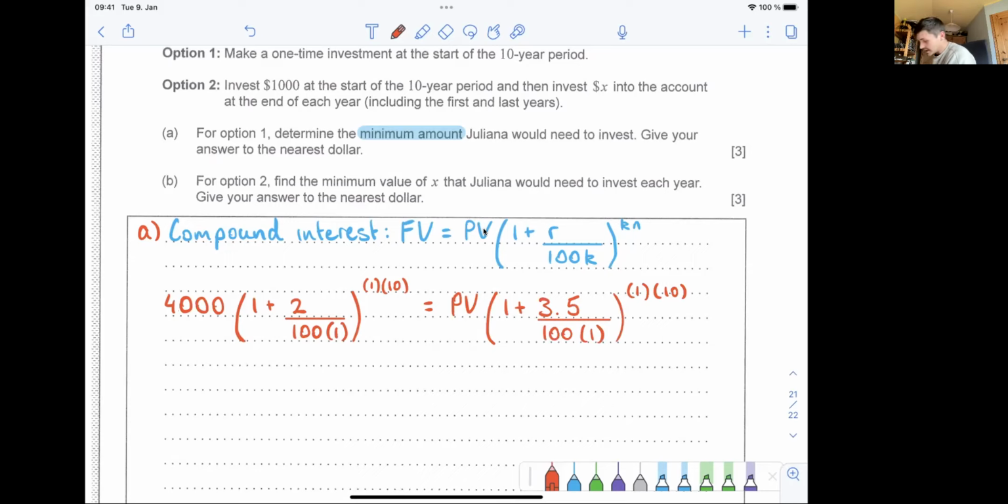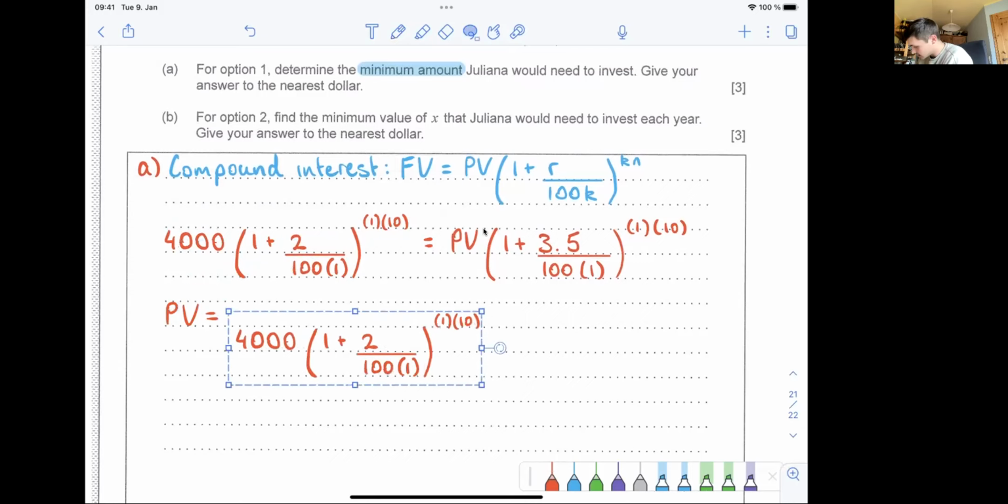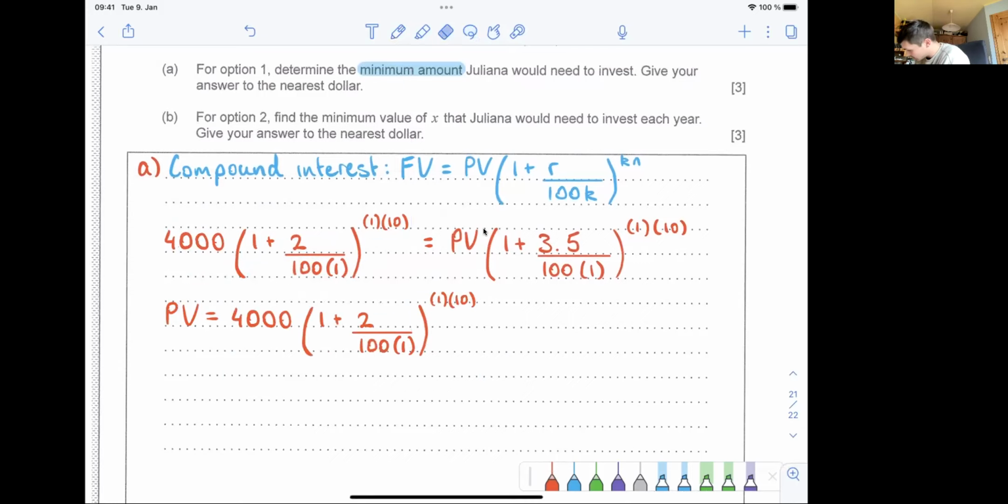Now we just have to rearrange this for the present value. So we'll say PV, the present value, is going to be equal to 4,000 multiplied by all this, but we can clean it up. Let's get rid of the ones and the power of 10. Let's make this smaller, and bring this over to here.